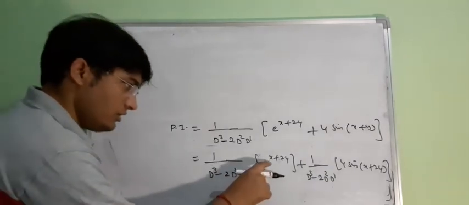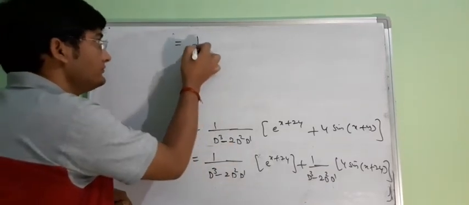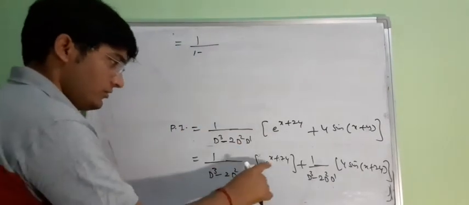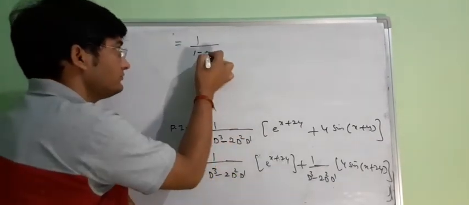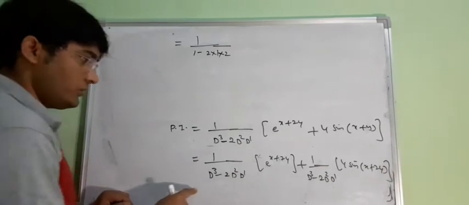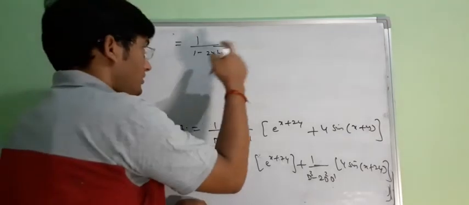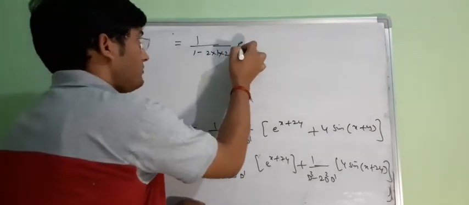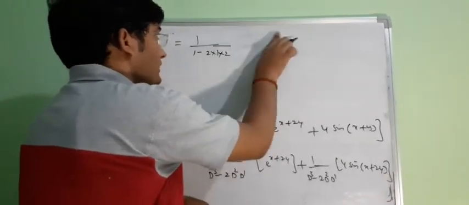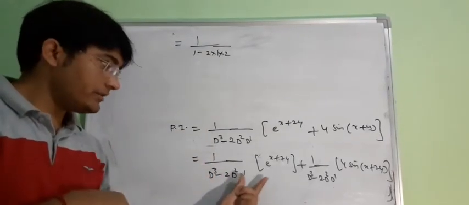Here you can see that we will replace D by a and D dash by b. So if we replace D by a, that means a is 1, and D dash is 2, so b is 2. So this will be 1 upon (1 minus 4), in the bracket we will have e to power x plus 2y. Now this is non-zero and the degree of this term is 3, so we will integrate this bracket 3 times.